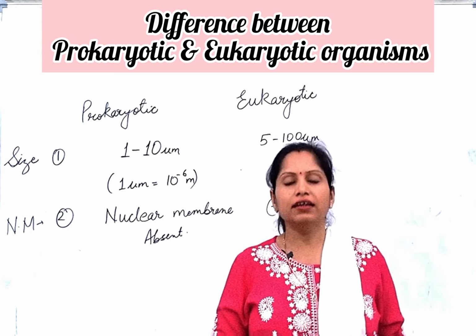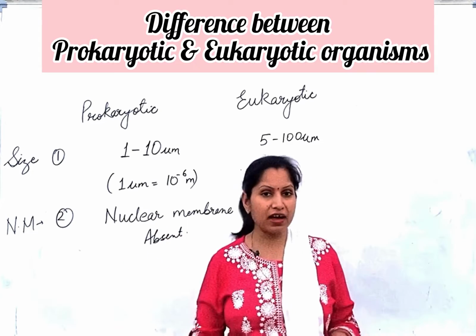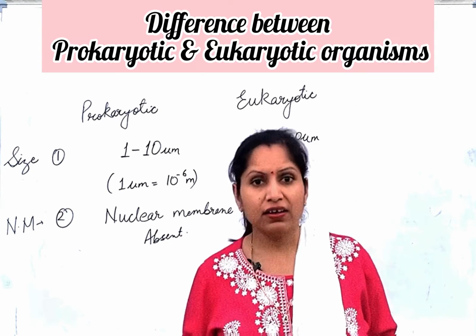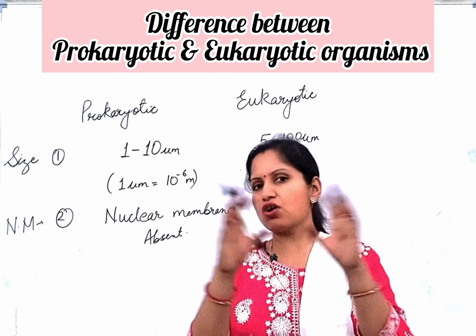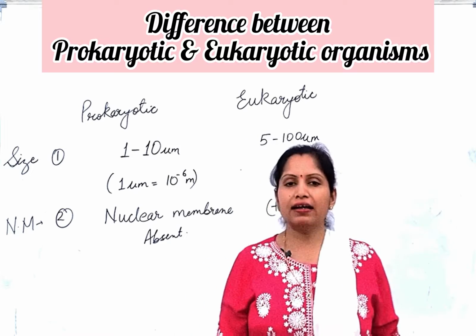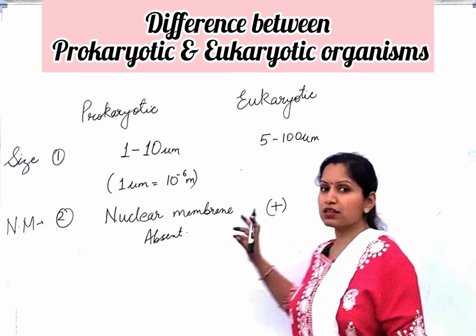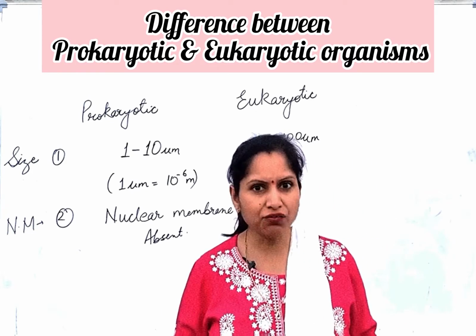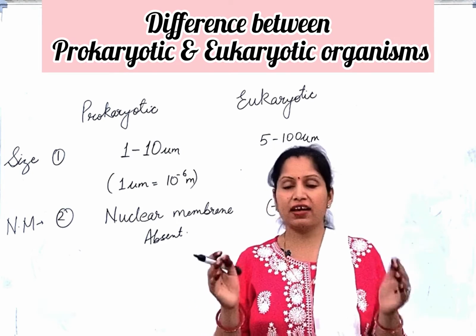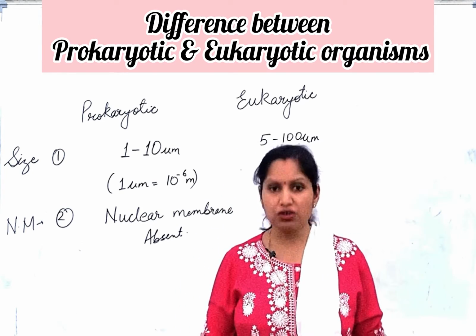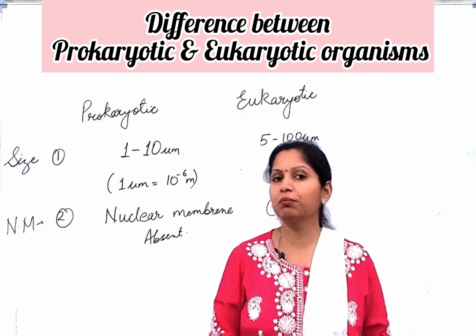Apart from that, the nuclear material in case of prokaryotic organisms is ill-defined, and that is called nucleoid. The nucleic acid that is present is ill-defined, not having a perfect boundary around it, and that is called nucleoid. But in case of eukaryotic organisms, the nuclear material is well defined and it is present in a confined area only. It is there inside the nuclear membrane.